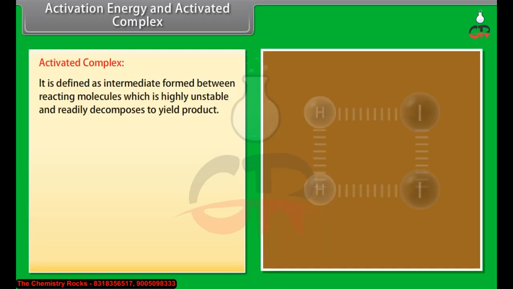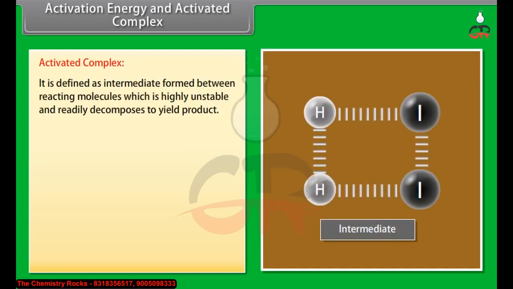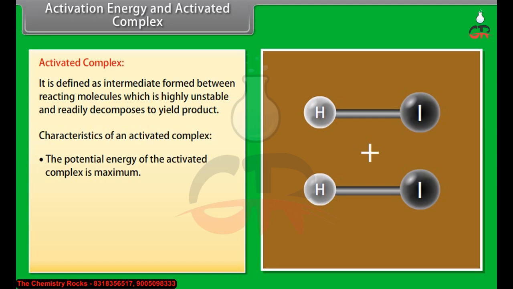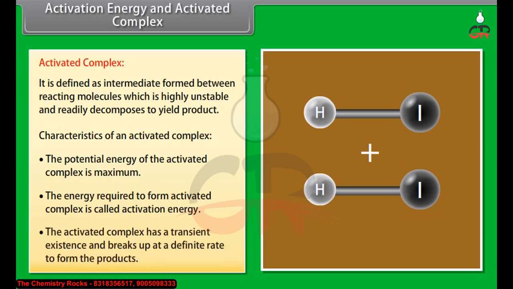Activated complex. It is defined as the intermediate formed between reacting molecules, which is highly unstable and readily decomposes to yield product. Characteristics of an activated complex: The potential energy of the activated complex is maximum. The energy required to form the activated complex is called activation energy. The activated complex has a transient existence and breaks up at a definite rate to form the products.